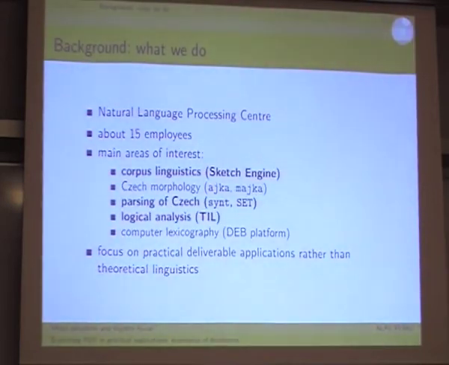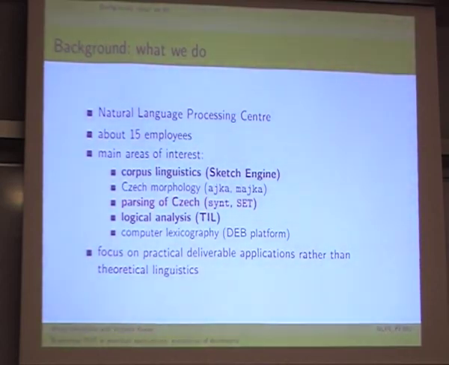Okay, so sorry. What we do in Brno at Masaryk University, at the Faculty of Informatics, is we have a natural language processing center which has about 15 employees, about 50 students, and some PhD students. Main areas of interest are corpus linguistics. Maybe you have heard about the tool Sketch Engine that we have developed. We are also working on Czech morphology, this is the case of the tools and. We are interested in parsing of Czech, particularly.